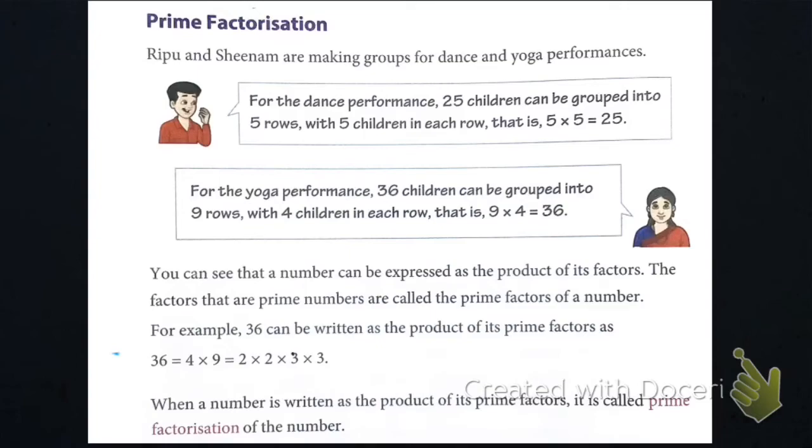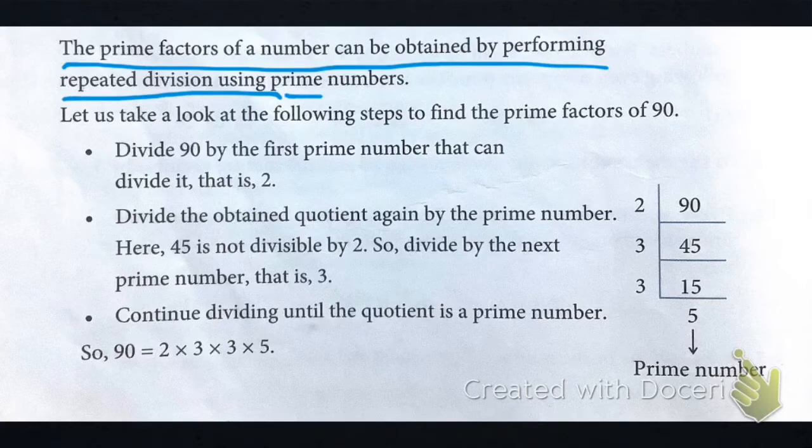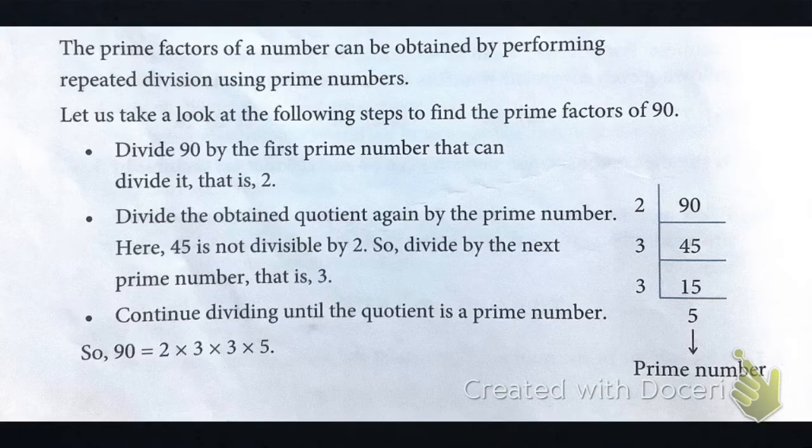So let's see how to find prime factorization of a number. The prime factors of a number can be obtained by performing repeated divisions using prime numbers. We have to divide 90 by prime numbers. So first prime number is what? First prime number is 2.